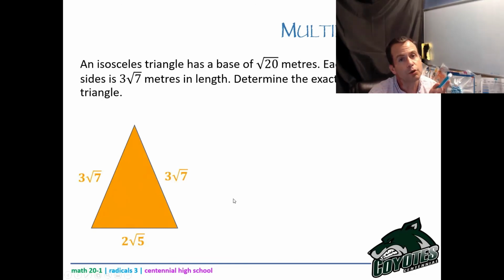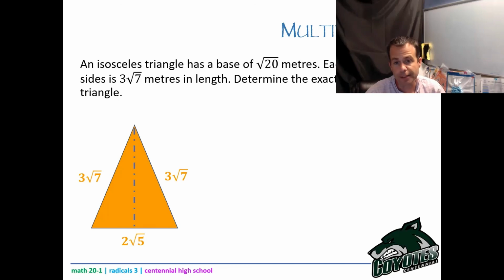Now, I know that the area of a triangle is base times height divided by 2. So I need to get a height here, and I need to actually solve for the height. So remember, we've talked about this in previous lessons, but the words base and height, there has to be a 90-degree angle between them. So I'm going to drop a perpendicular line right there, and that'll be my height.